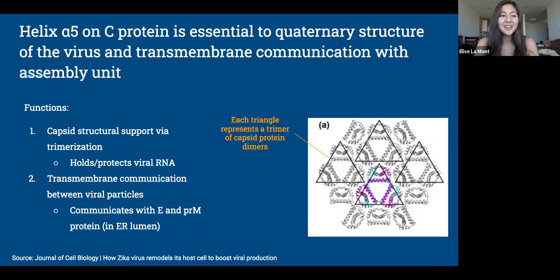In Zika, there are two main functions of the capsid protein, which are structural integrity of the virus to provide protection of the viral genome by tight-knit trimerization of capsid proteins. The capsid is also responsible for communicating with other components of the viral polyprotein. Both of these highlight the alpha-5 helix as being necessary to carry out either function, as I will explain in the next slides.